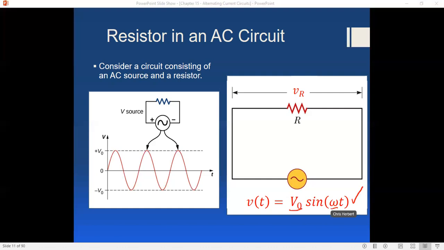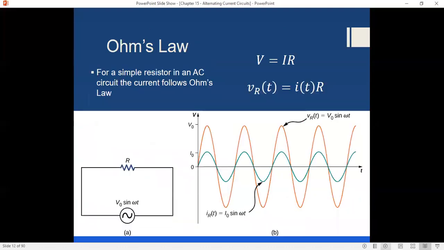Omega is the angular frequency. It's related to the linear frequency, and the linear frequency is about 60 hertz. Okay, so I set that up. I say, all right, there's my voltage. How is this resistor going to behave? Okay, so I apply Ohm's law. V equals IR. The voltage is proportional to the current times the resistance.